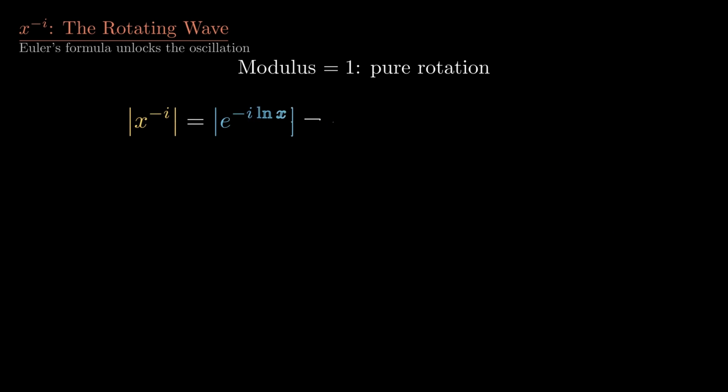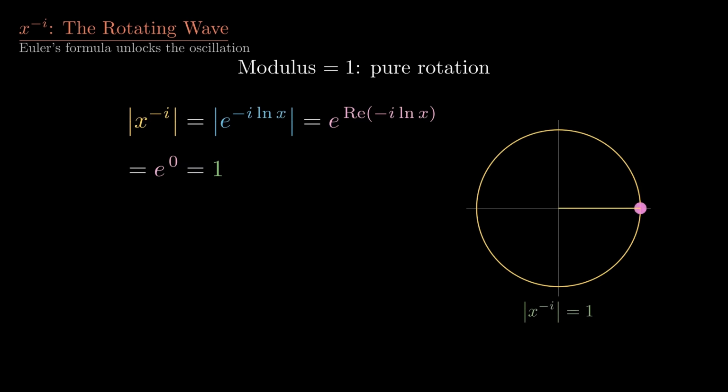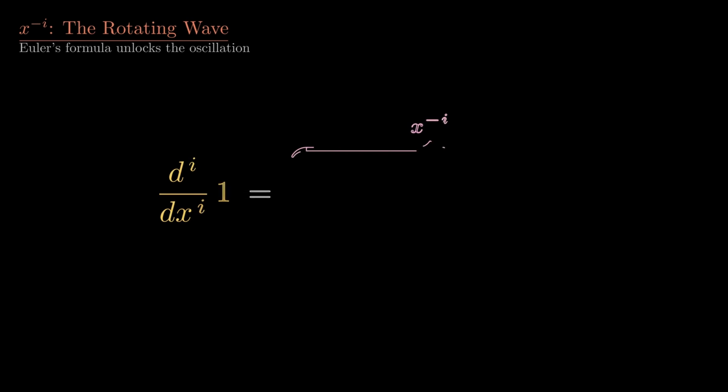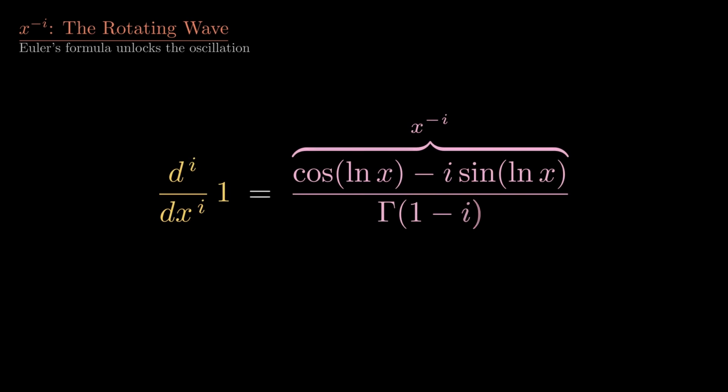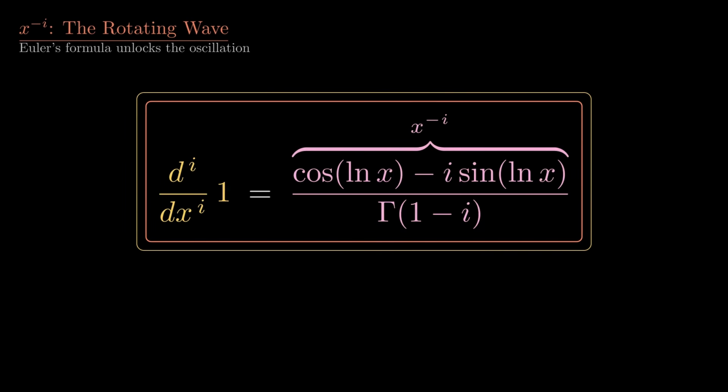Why doesn't it decay? Let's check the modulus. The absolute value of x to the negative I evaluates to e to the 0, which is exactly 1. On the complex plane, this traces a perfect, endless unit circle. So the numerator of our derivative is a pure rotating wave. But to finish the calculation, we still need to decode the denominator.